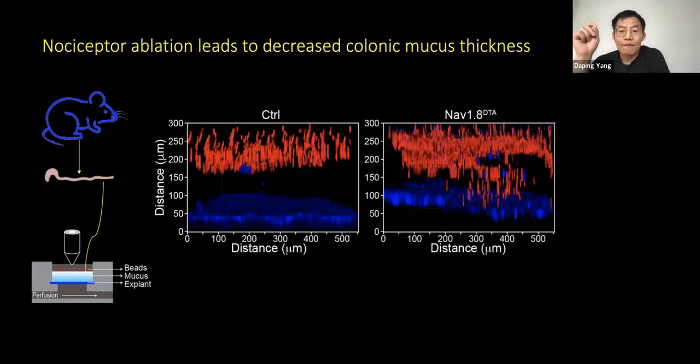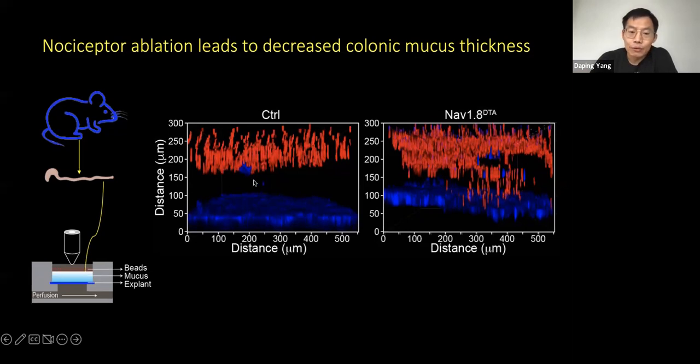To further confirm this result, I also used an ex vivo colon explant culture system, where the colon isolated from a mouse is opened and mounted into a double layer chamber system. As you can see here, the blue is the colon explant, which is overlaid with red fluorescently labeled 1 micrometer diameter, almost bacteria-sized beads.